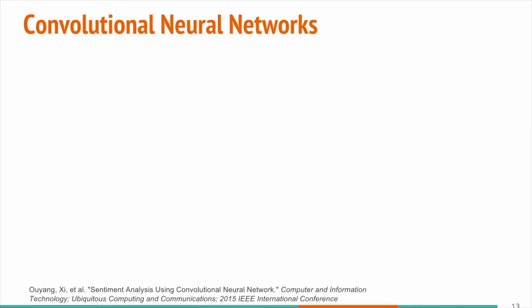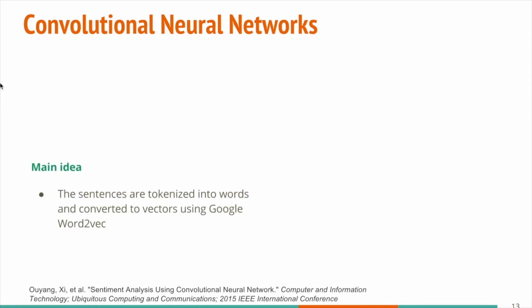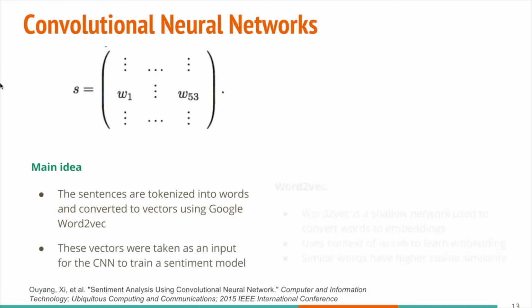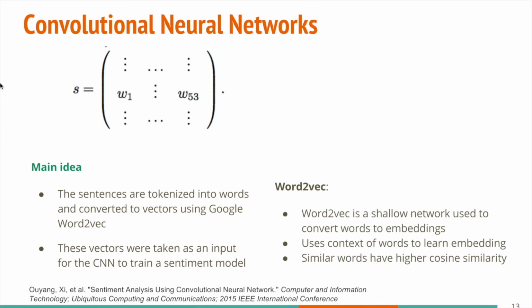So, another paper which handles the two drawbacks mentioned before is sentiment analysis using convolutional neural networks by Ouyang et al. In this paper, the authors propose a framework called word2vec plus CNN. Firstly, they use the word2vec proposed by Google to compute vector representations of words, which will be the input for the CNN. That is, they created a matrix of 53 words by tokenizing each sentence. Each word is converted to a vector by using the word2vec model. These vectors are taken as the input for the CNN.